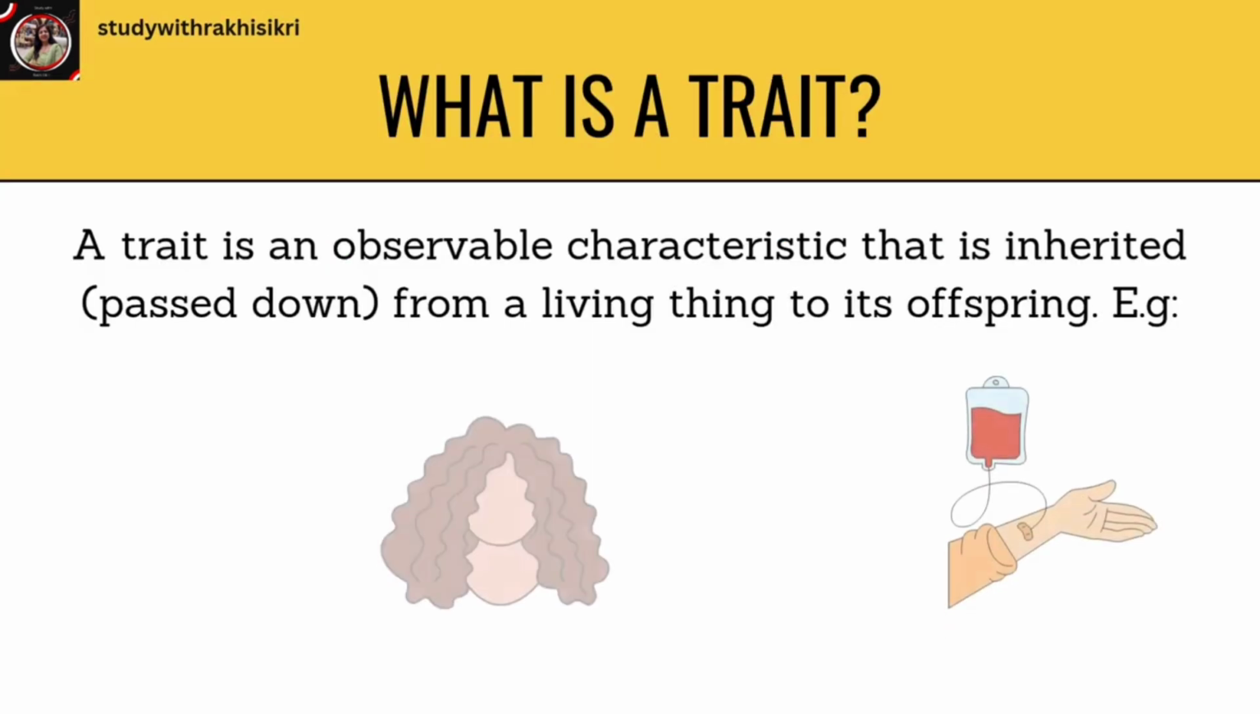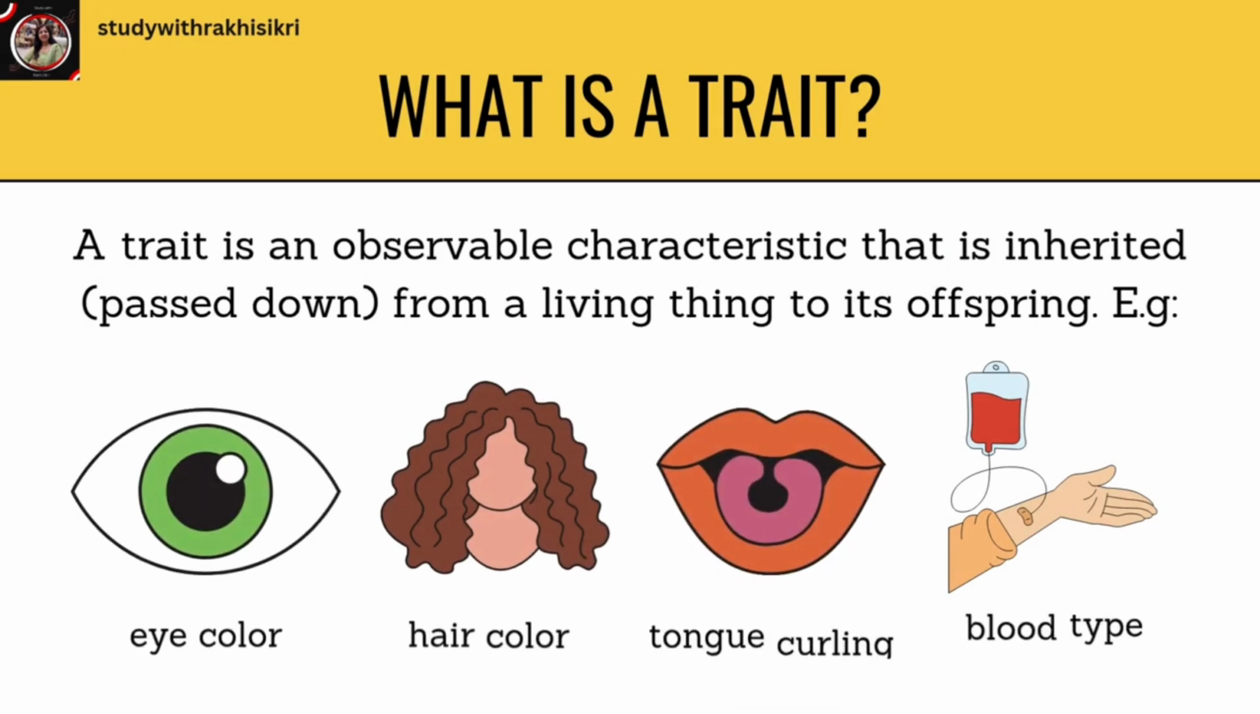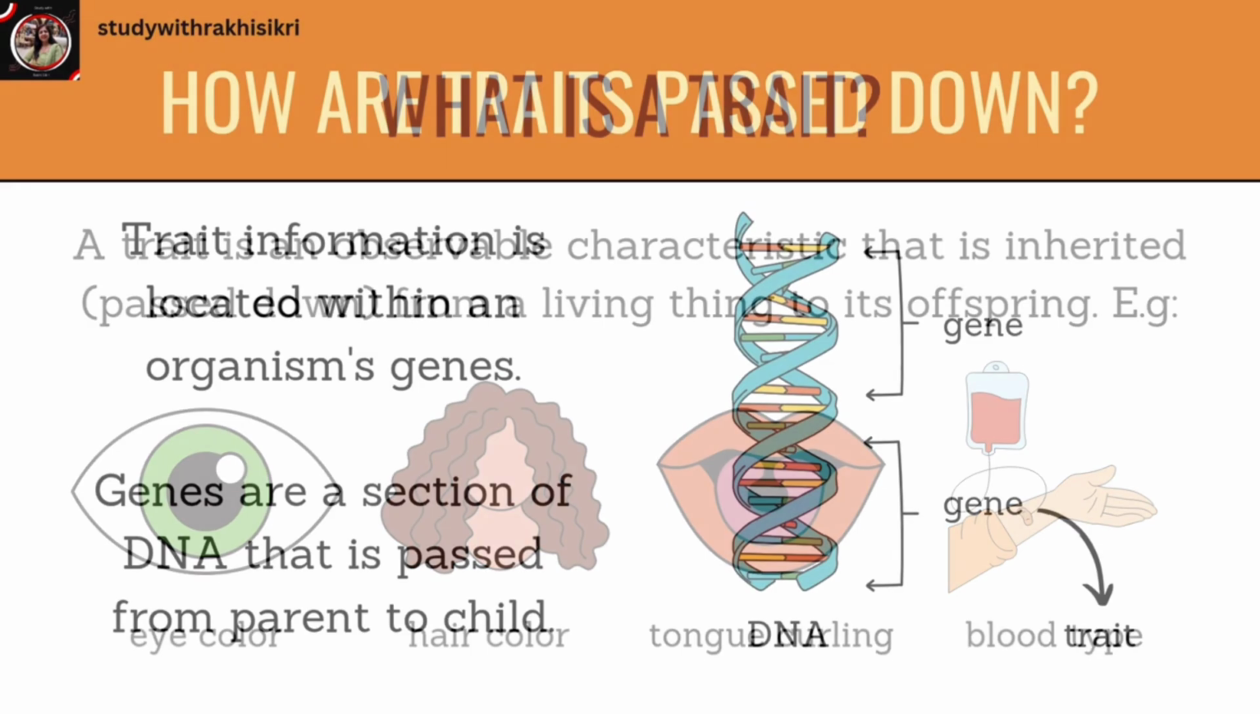A trait is an observable characteristic that is passed down from parents to their offspring. Examples include eye color, hair type, whether you can curl your tongue, and even your blood type.